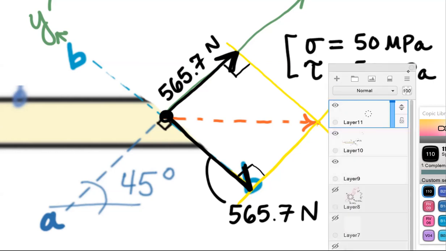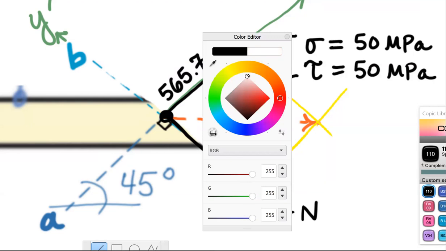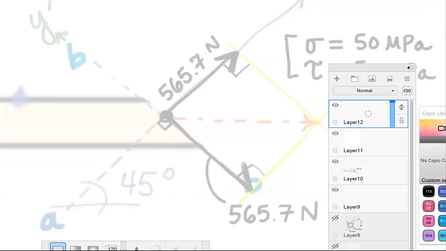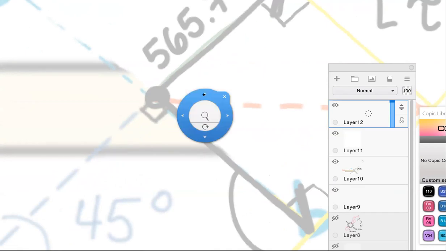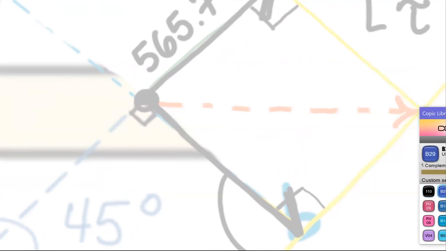All right, I'm going to do the same little trick I did last time. So I want to create a new layer. I want to pour in that white pigment, like that. Okay. I turn that down just a little bit so we can peek through. New layer, zoom in. Fine pin. I'll use blue this time. There is my stress element. That's in the X prime Y prime coordinate system.